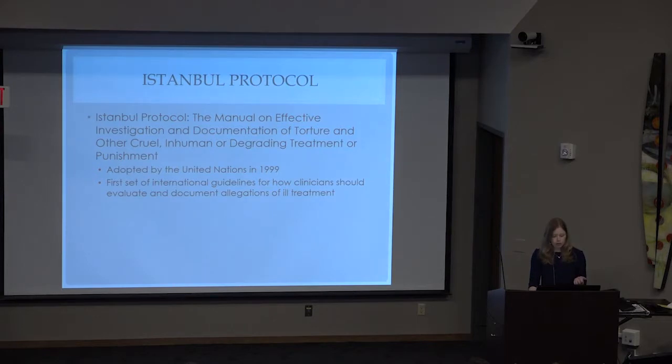The basis of physician evaluations comes from a document called the Istanbul Protocol. This is more formally known as the Manual on Effective Investigation and Documentation of Torture and Other Cruel, Inhumane, or Degrading Treatment or Punishment. This is really the grounding document that sets forth guidelines for how clinicians should evaluate allegations of abuse. It was written by 75 forensic experts, physicians, psychologists, and lawyers from 15 countries, and it was adopted formally by the United Nations in 1999. It's really the first set of international guidelines for how clinicians should evaluate these allegations. And the expectation is that physicians performing evaluations in the US do so in accordance with Istanbul principles.